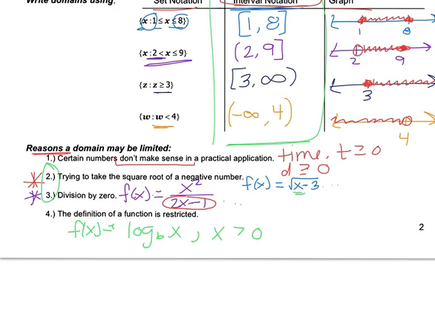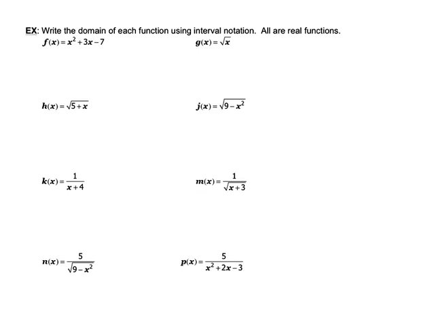All right, if we turn the page, examples, and in each of these examples we're just asked to find the domain of the function. So just like I talked about a second ago, we're looking for possible reasons that the domain would be limited, figure out the limitations, and represent the domain using interval notation, so the notation that we just talked about. The first one is fairly simple.